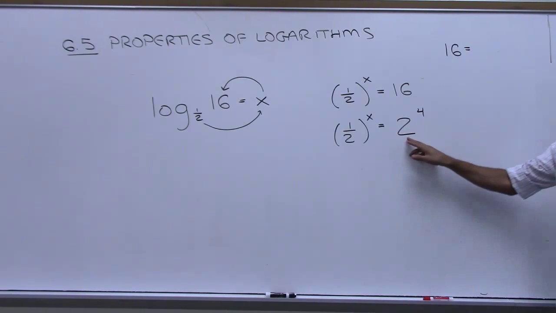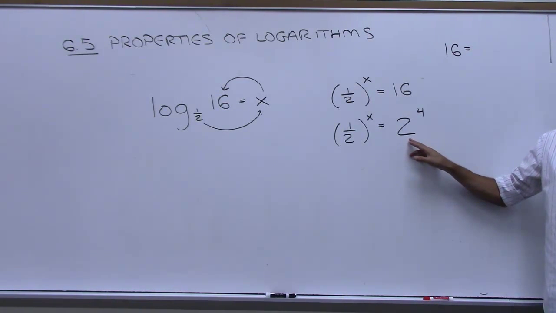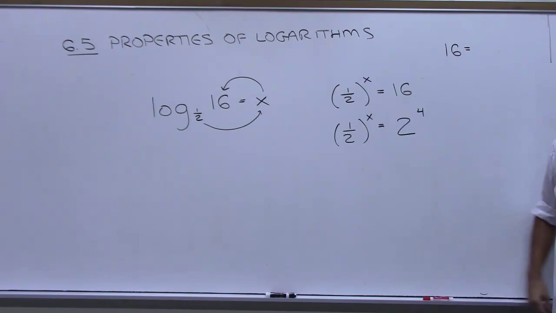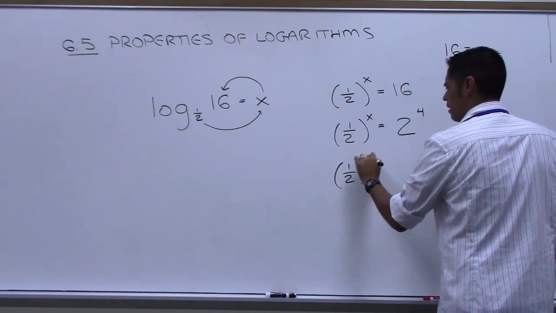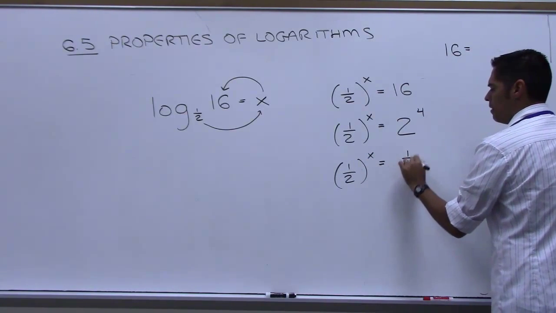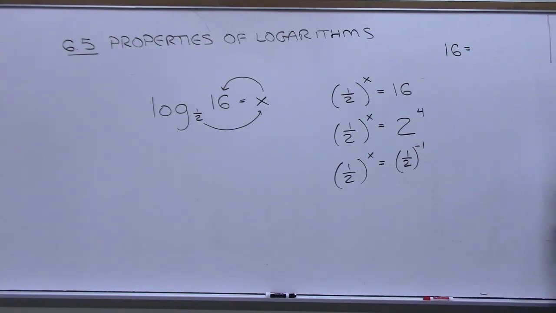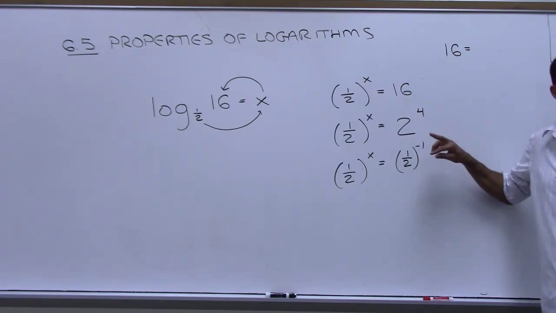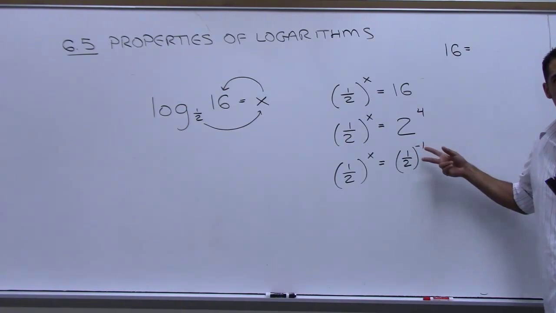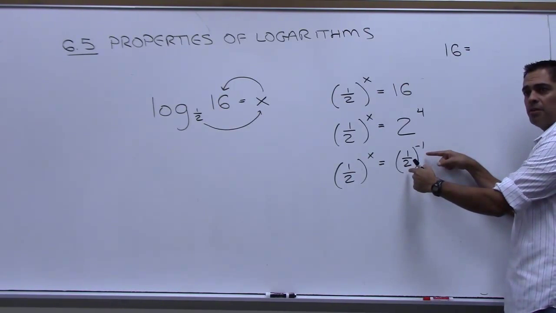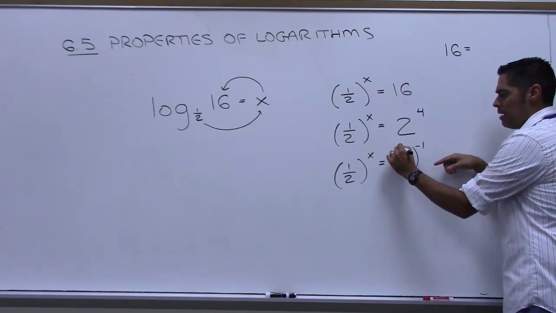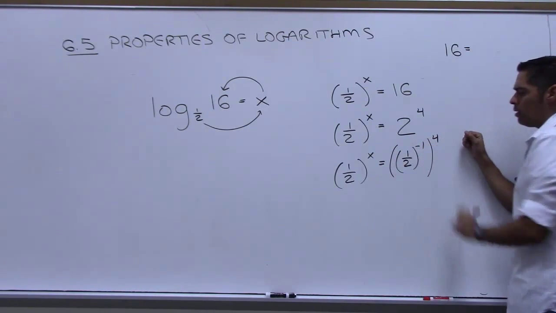But we need this 2 to not be a 2. We need it to be a 1/2. So how can you rewrite 2 as 1/2? How about 1/2 to the -1? Now, does that make sense to you? 1/2 to the -1 means you flip the fraction over, right? So this is really 2, a fancy way of writing 2. Is that a fancy way of writing 2? Yes? And then I'm raising that to the 4th power.